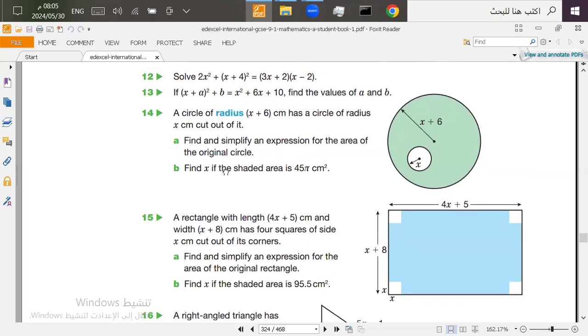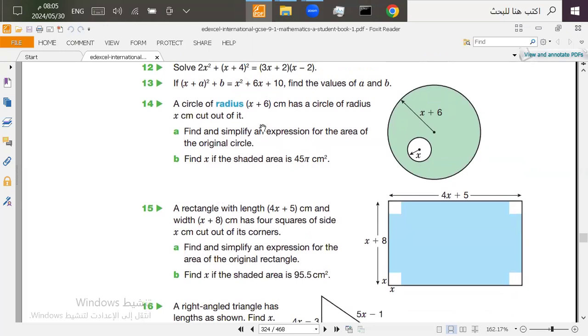Question 14. A circle of radius x plus 6 centimeters has a circle of radius x cut out of it. It means we have a circle outside and a circle inside. Find and simplify an expression for the area of the original circle. We're going to find the area of the original circle. This is the first thing. And then find x if the shaded area is 45 pi centimeter squared.